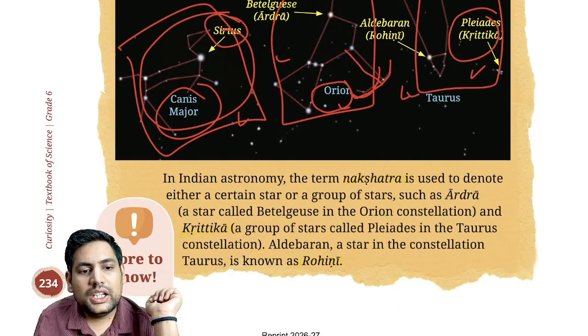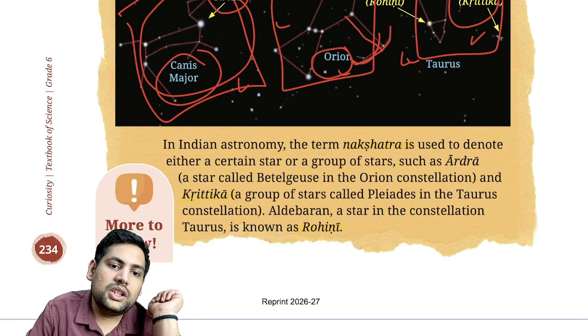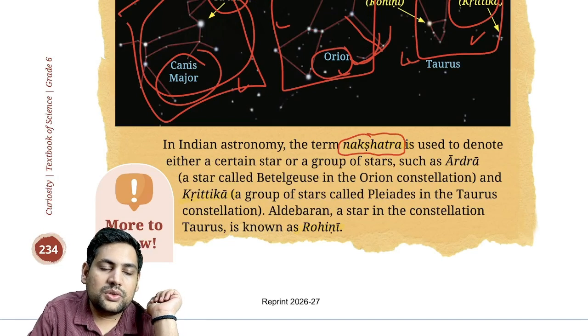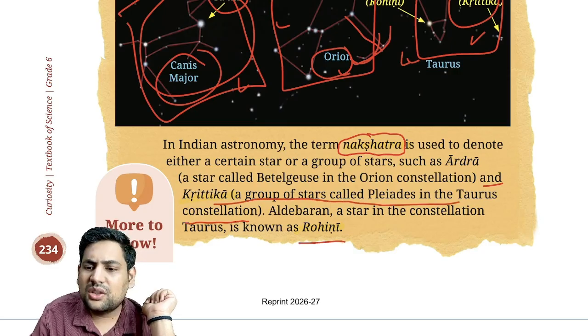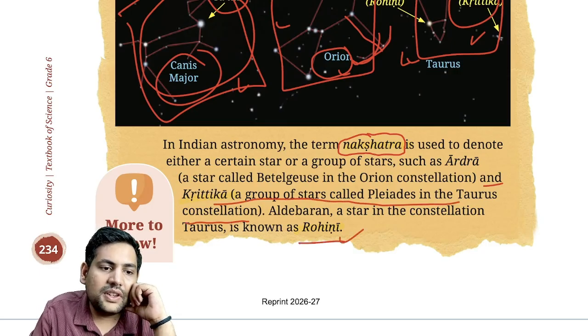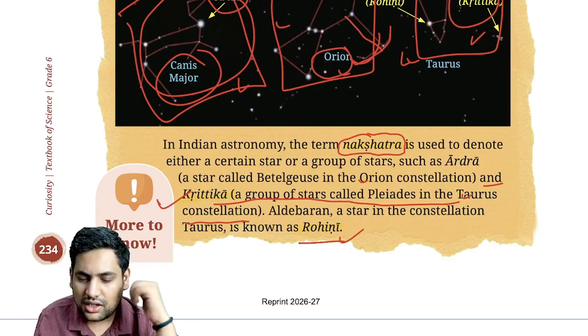Then it talks about Indian astronomy. So in Indian astronomy you have something known as nakshatra. Nakshatra is used to denote a certain star or group of stars such as Ardra and Kritika, a group of stars called this in the Taurus constellation. Okay, similarly there is Rohini. So all these are different names that are given in our culture. Taurus, Orion are given in some other cultures.